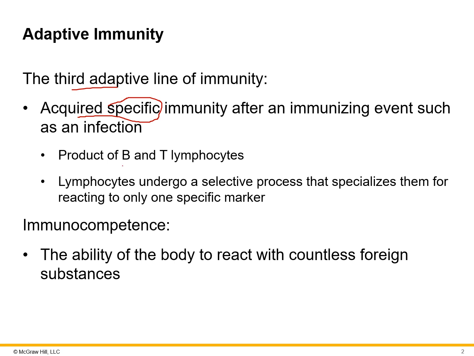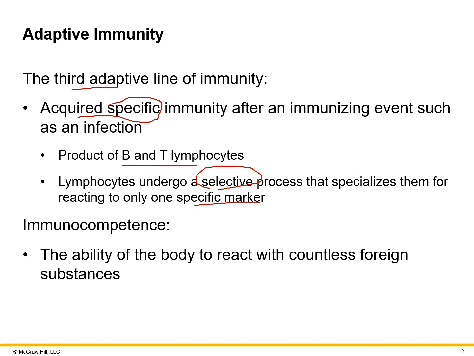So this is going to lead to the production of B and T lymphocytes. We'll be talking a lot about those in this chapter. And those undergo, again, a selective process that specializes them for a specific marker. It's not necessarily recognizing the whole bacterial cell, but it's recognizing like the LPS, or it's recognizing a specific protein or something that the foreign invader has on it.